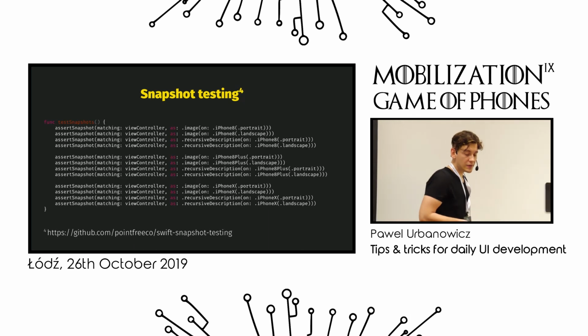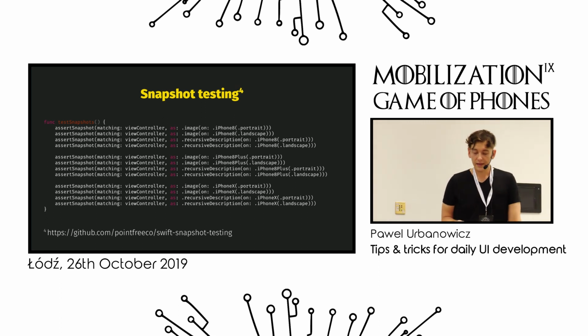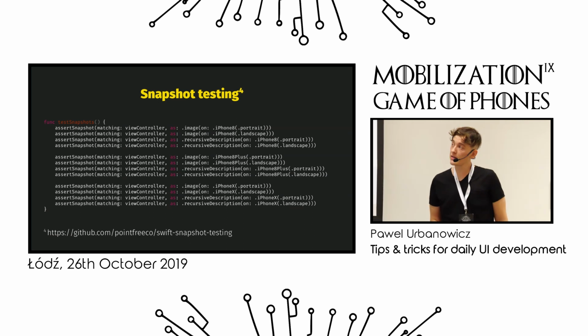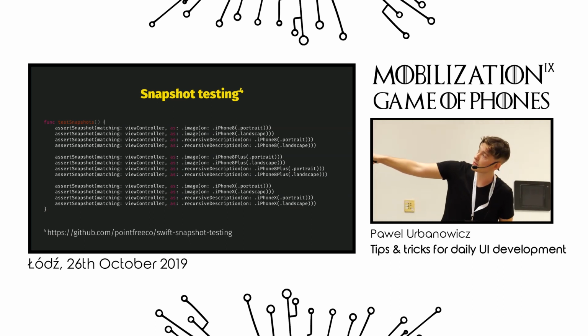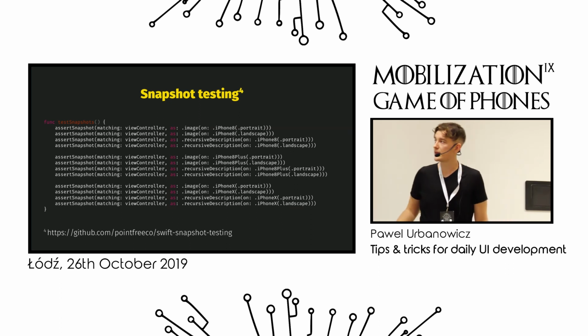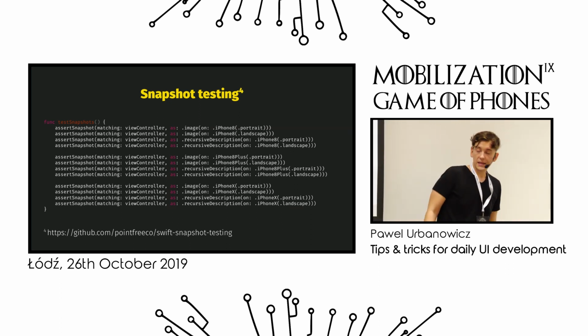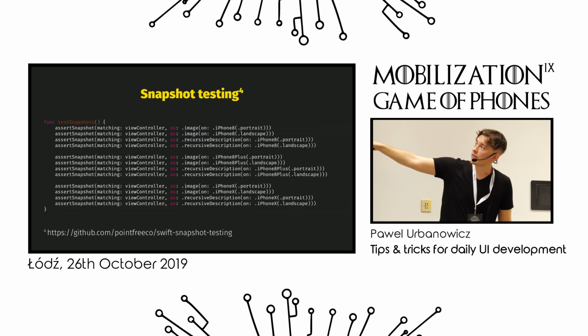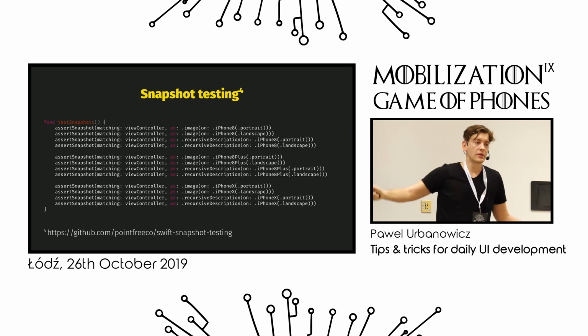So snapshot testing looks like this. Here you can see an example of the snapshot test where a view controller instance is being validated against various strategies. We can see a strategy of image and recursive description. I will tell you more about it in a while. Tested against the same view controller, which is my subject counter test, and then I'm gonna test it on different devices like iPhone 8 Plus, iPhone 8, or iPhone X on different orientations like portrait and landscape.